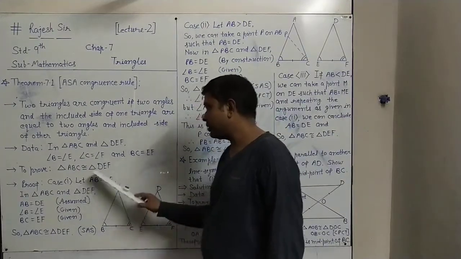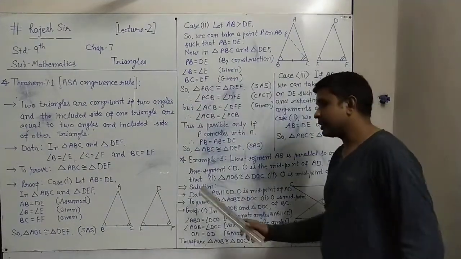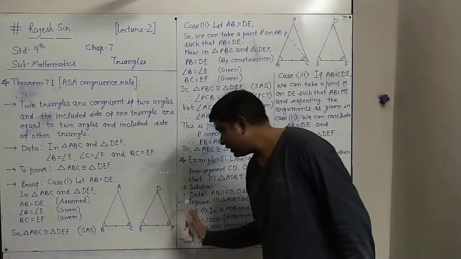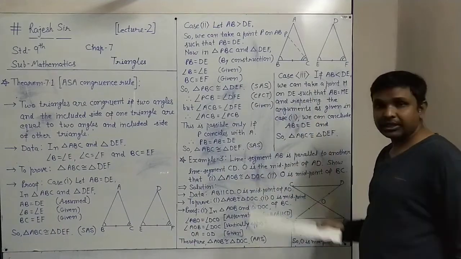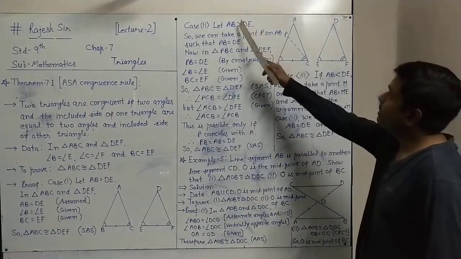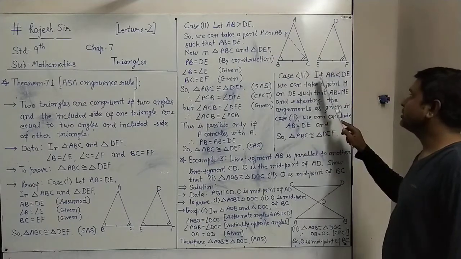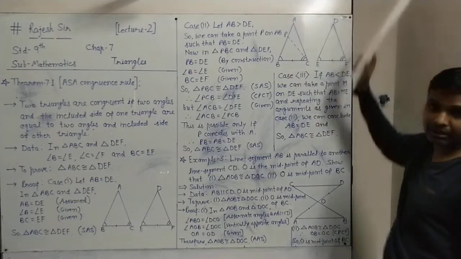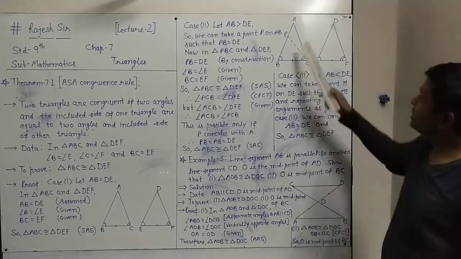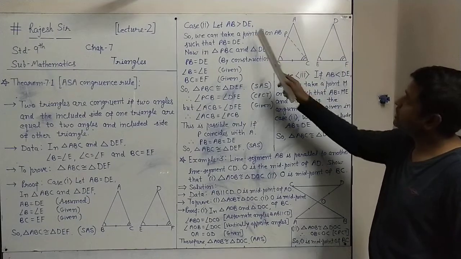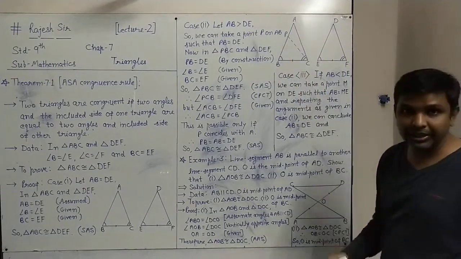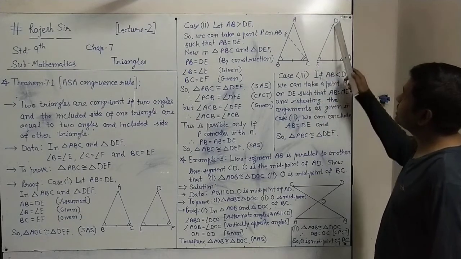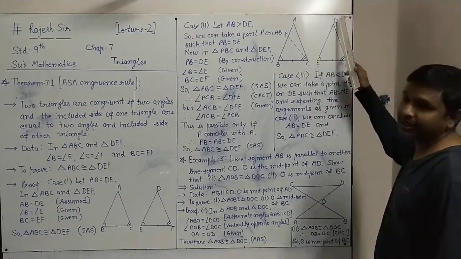In the first case we took AB equals DE and proved. In the second case we took AB greater than DE and proved. Now the third case remaining is AB less than DE. If AB is less and DE is larger, in a similar way, which one was bigger? In case 2, AB was bigger, so point P was taken on it. In case 3, AB is less than DE, that means DE is greater than AB, so the greater one is DE.